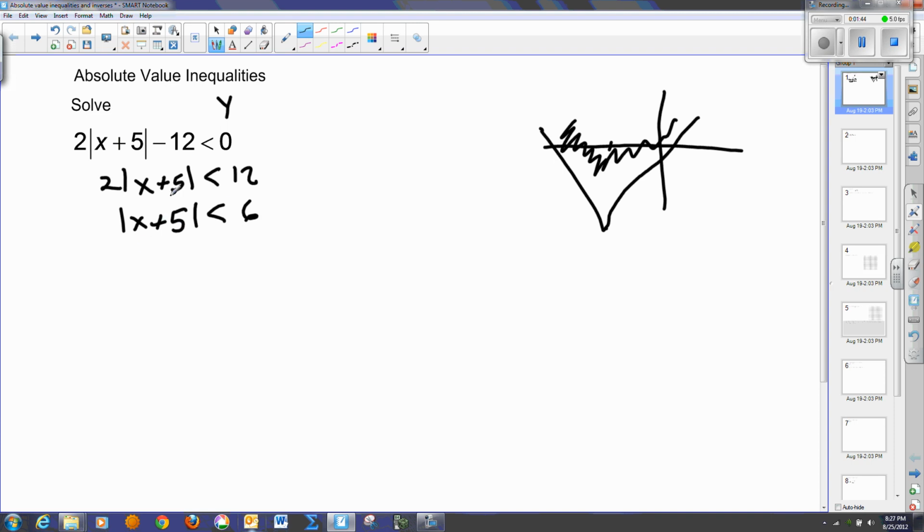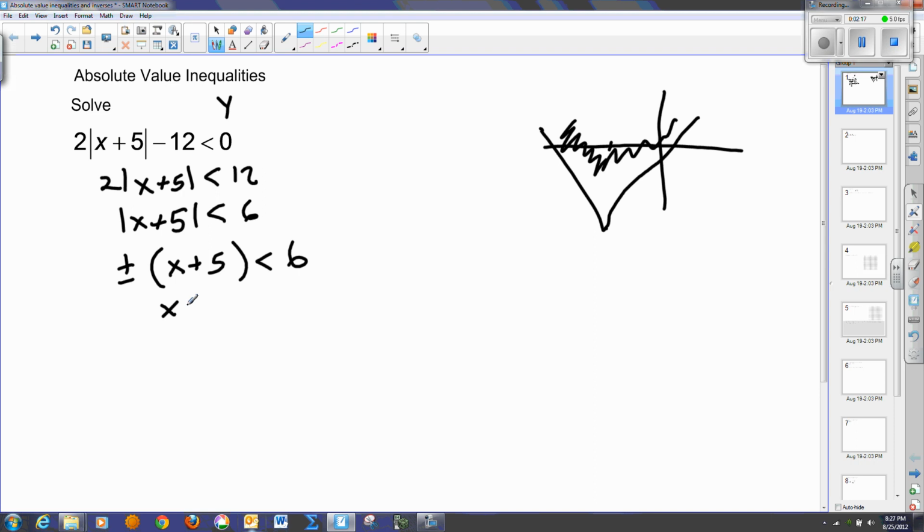So what's in here could be, for instance, a positive 4, or it could be a negative 4 and still satisfy the inequality. So to remove the absolute value signs, we're going to use that idea. We're going to say what's inside could be a positive or negative value. Again, this time what's inside is this expression x plus 5, and that's going to be less than 6. So now really I have two inequalities that I can manipulate.